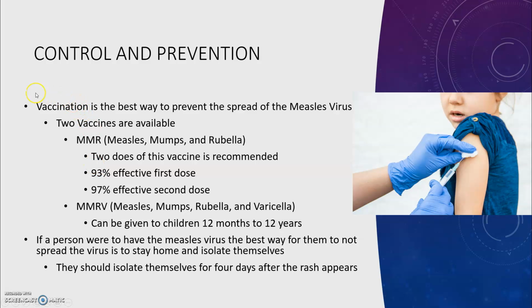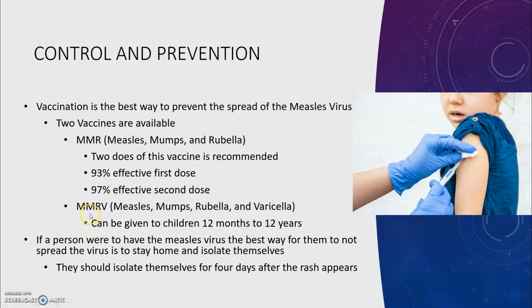Control and prevention. Vaccination is absolutely the best way to prevent this virus. There are 2 vaccines that are available for people to receive. The first one is MMR. It covers measles, mumps, and rubella. 2 doses of this vaccine are recommended. If you only get the first dose, it is only 93% effective. So there's that 7% chance you could contract the measles virus. Now, if a person were to get the second dose, it's 97% effective, which would only leave them that 3% chance of contracting the measles virus.